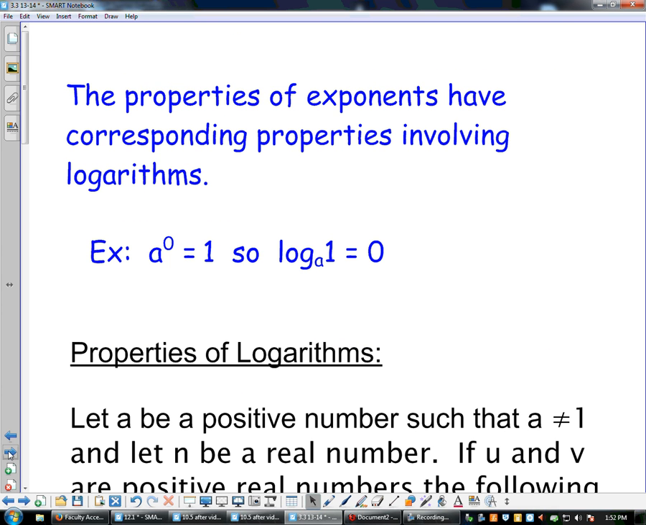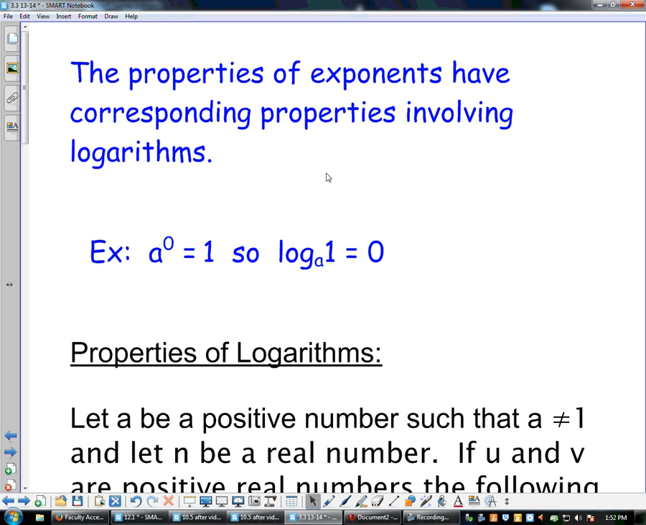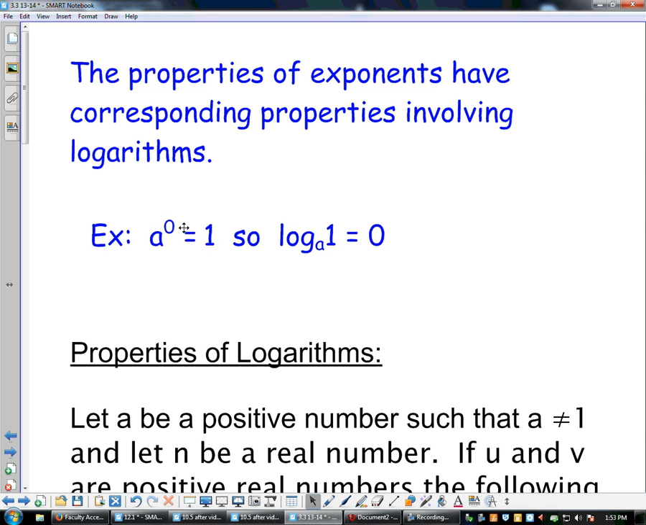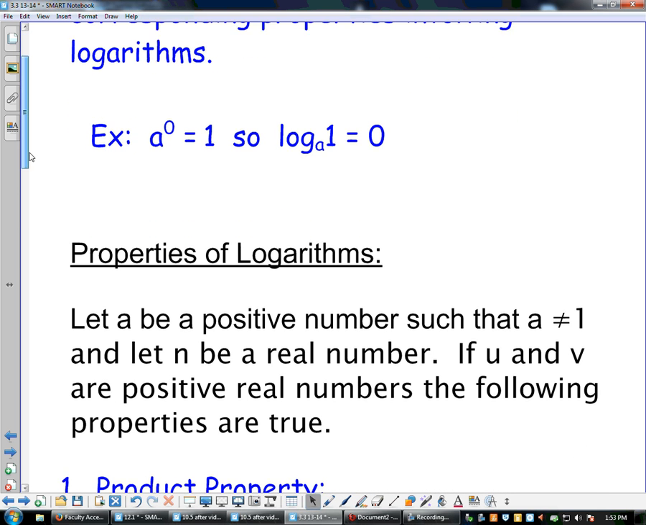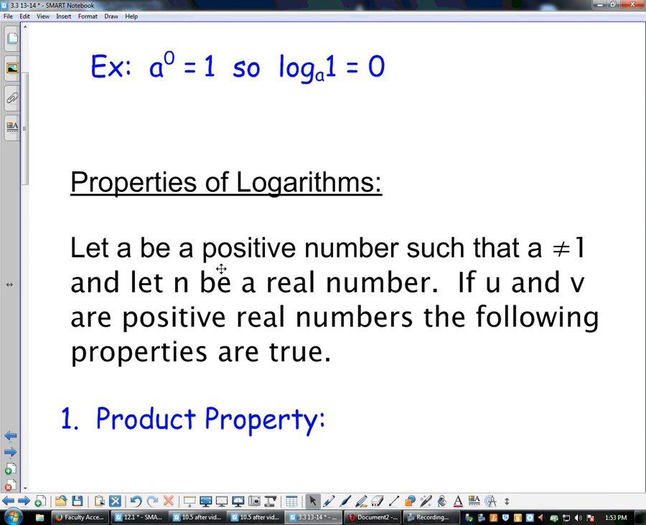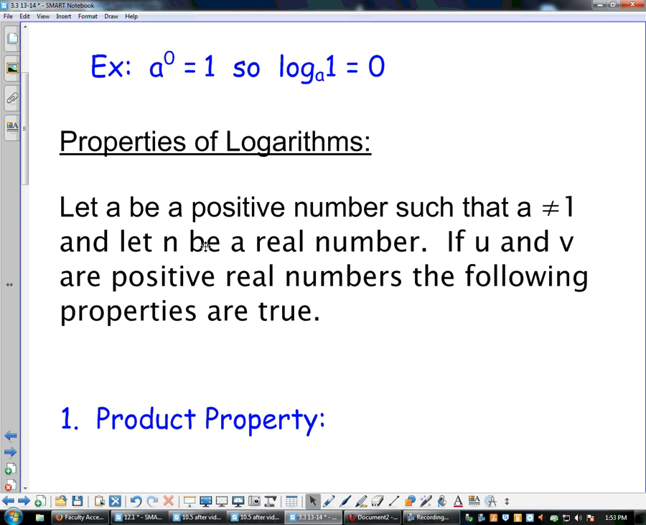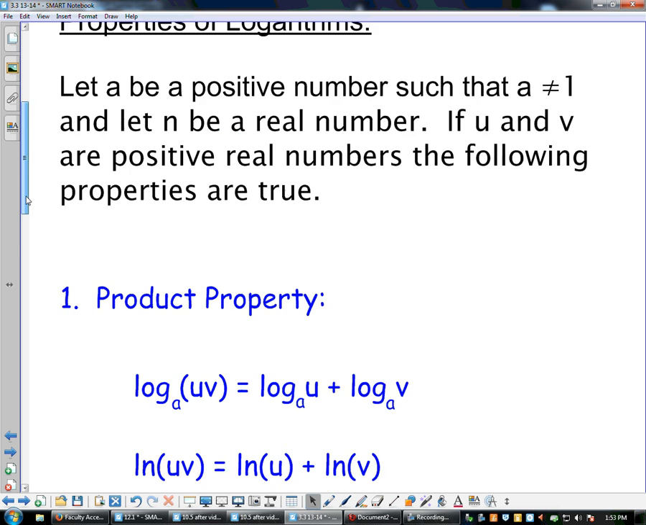All right, and we're going to skip that part. So the properties of exponents have corresponding properties involving logarithms. For example, a to the 0 equals 1, so log to the base a of 1 is equal to 0. Let's look at these properties of logarithms. First of all, let a be a positive number such that a is not equal to 1, and let n be a real number. If u and v are positive real numbers, then the following properties are true.